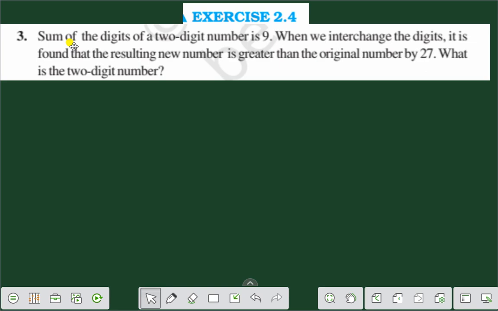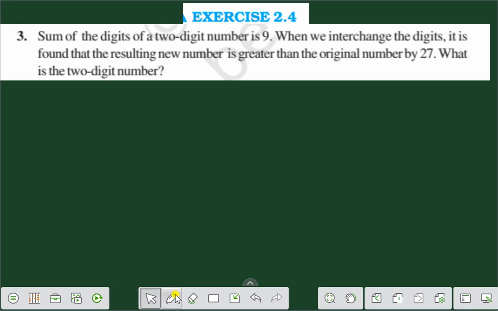The sum of the digits of a two-digit number is 9. When we interchange the digits, it is found that the resulting new number is greater than the original number by 27. What is the two-digit number?